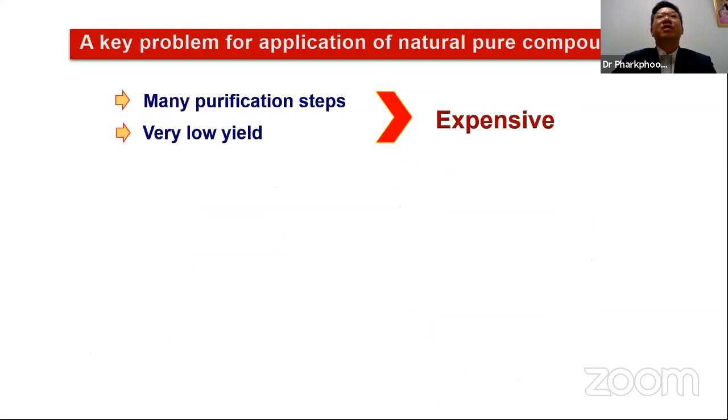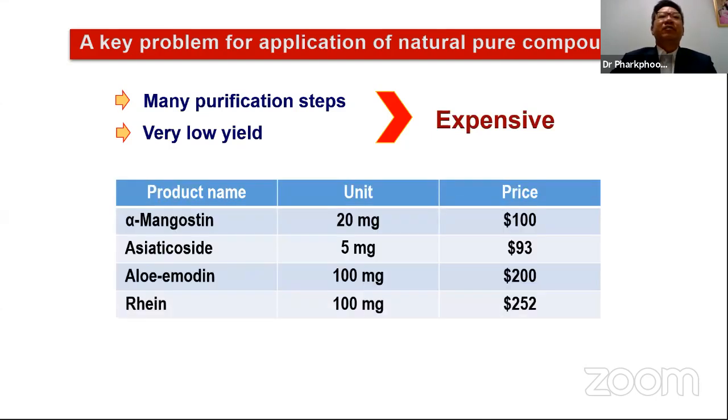So in conclusion, why can we not use the pure natural compound, if we cannot have total chemical synthesis of it? Because the major problem is that the product will be very expensive, since the price of the pure compound is very high. I will show you some examples of the price of pure compounds. For example, alpha-mangostin from Garcinia mangostana, or mangosteen: only 20 milligrams costs about $100.